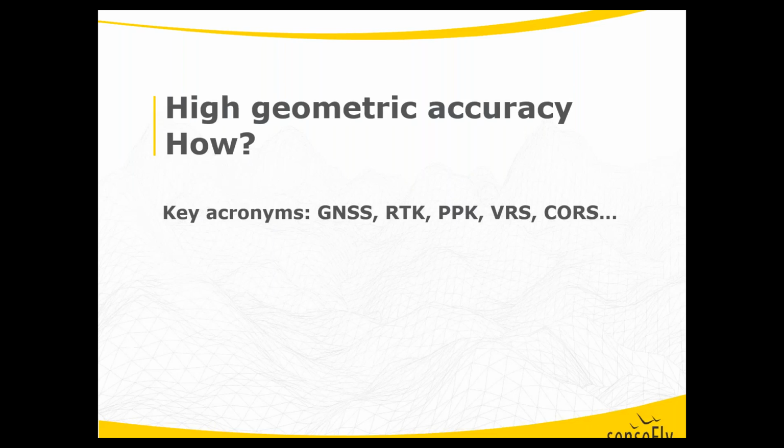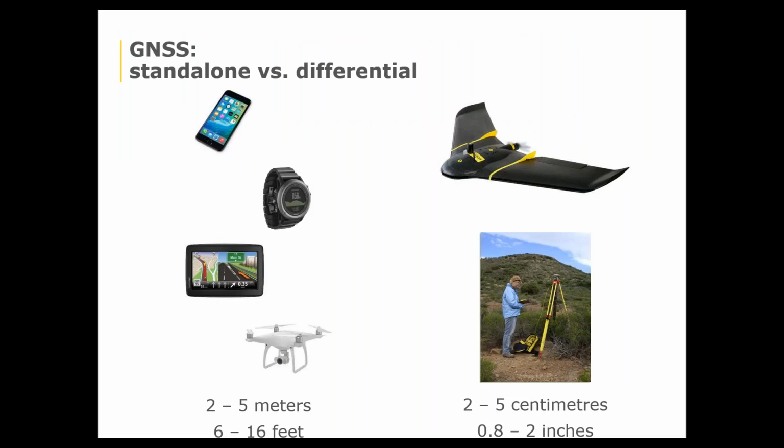The difference is either you do it in real-time kinematic, or you do it in post-processing and you have this PPK, post-processing kinematic. The other two acronyms, I will describe right now. Okay, we do differential or precise GNSS. What is the difference between standalone and differential? Standalone GNSS means that you have the accuracy of your smartphone, of your smartwatch, of your navigation system, or your consumer drone. It means a few meters, several feet in accuracy, which is fine for navigation, which is not good enough to make right decisions and to know exactly where things are located.